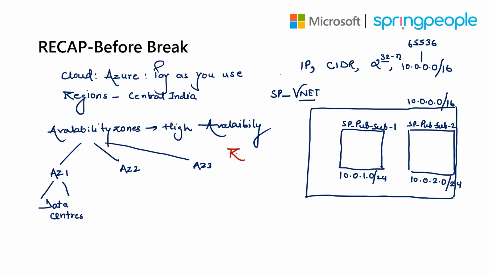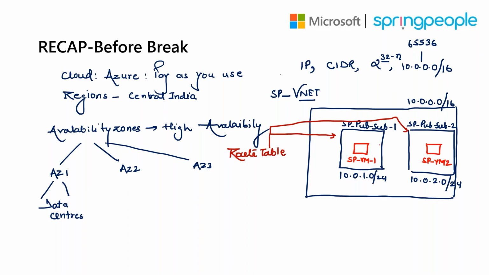So we created one route table and we attached the route table with both the subnets. Fine. After that, we created one virtual machine, SpringPeople VM1. We created SpringPeople VM1, and in this subnet we created SpringPeople VM2.